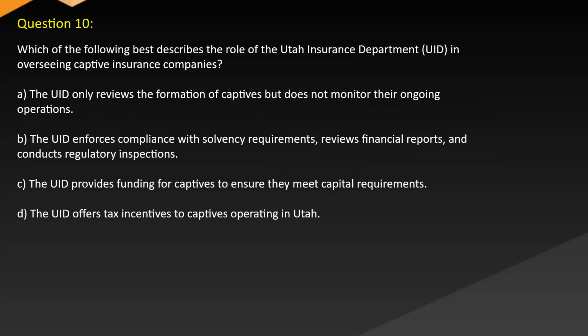Question 10. Which of the following best describes the role of the Utah Insurance Department (UID) in overseeing captive insurance companies? A. The UID only reviews the formation of captives but does not monitor their ongoing operations. B. The UID enforces compliance with solvency requirements, reviews financial reports, and conducts regulatory inspections. C. The UID provides funding for captives to ensure they meet capital requirements. D. The UID offers tax incentives to captives operating in Utah.